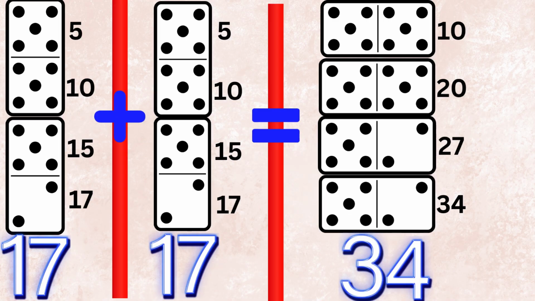Now let's check your answer. When we add the dots in the first row, 5, 10, 15, 17 dots plus 5, 10, 15, 17 dots in the second row, we get a total combined sum of 10, 20, 27, 34. So now we know that 17 plus 17 equals 34 dots in all.